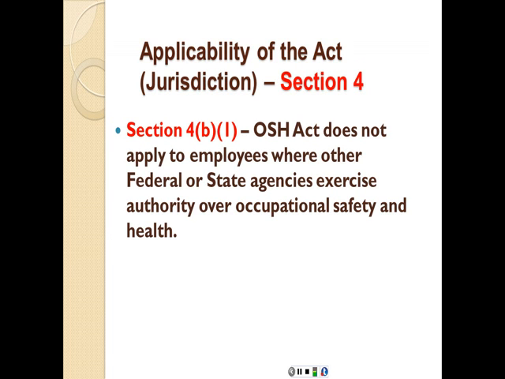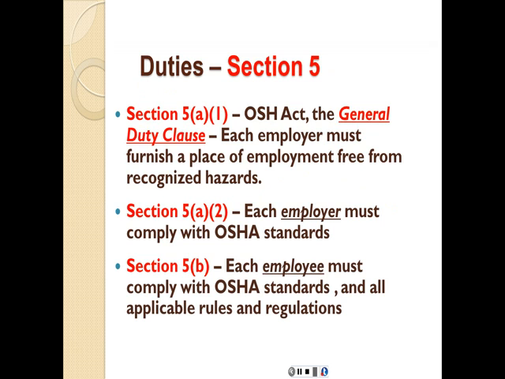What is the applicability of the Act, or the jurisdiction of the Act? That appears in Section 4. Section 4B1 says that the Occupational Safety and Health Act does not apply to employees where other federal or state agencies exercise authority over occupational safety and health. So if there are other organizations or other regulations that govern the safety and health of these employees, then the OSHA Act does not apply.